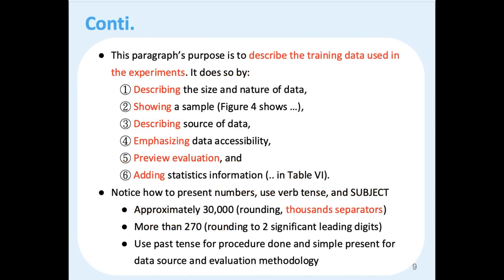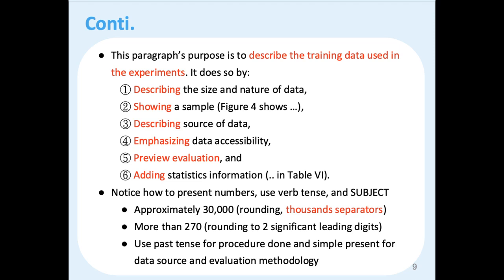The key to writing a rigorous 4.1 training section is making sure that every sentence in the opening paragraph serves a precise descriptive function. To that end, the paragraph basically answers 6 specific questions. 1. What is the scale of the data? 2. What does the data look like? 3. Where did it come from? 4. Can I check it myself? 5. What is the focus of the test? By previewing the evaluation. And finally, 6. Where can I see the hard numbers?